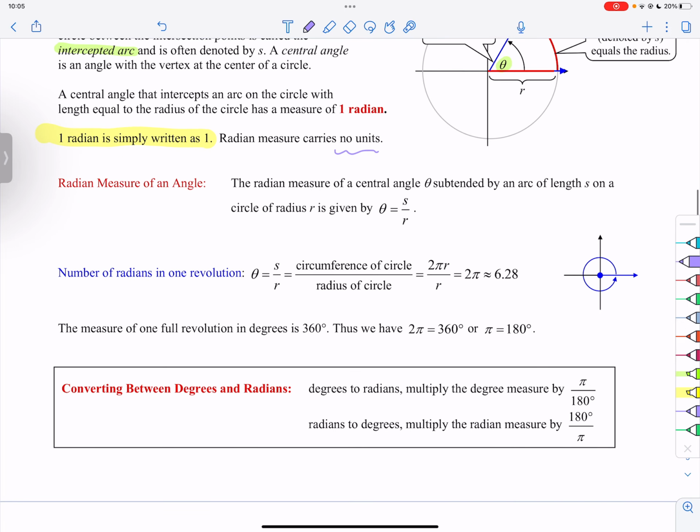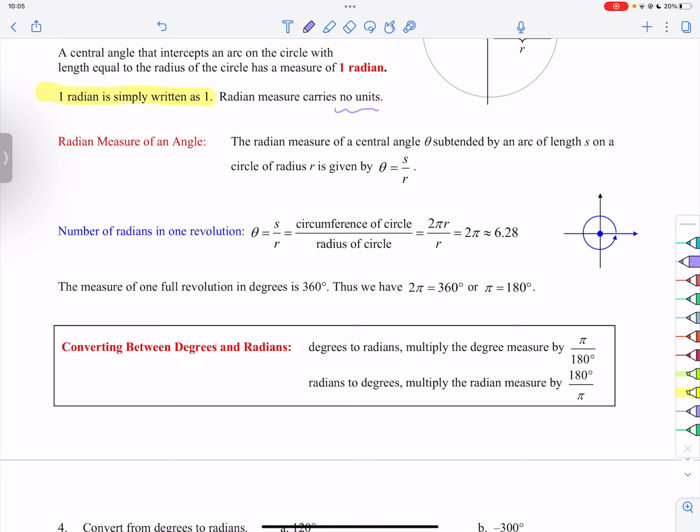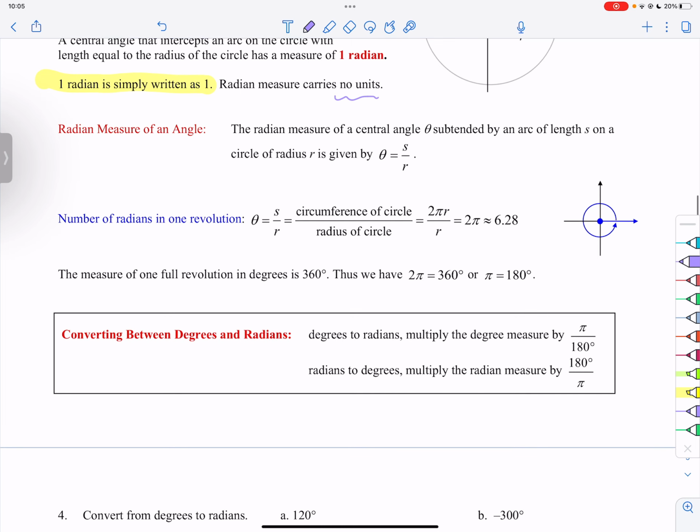Okay, so now let's talk about a radian measure of an angle. The radian measure of a central angle theta subtended by an arc of length S. So the arc length is S and the central angle is theta. We can now write that theta equals S over R. And so that is the radian measure of an angle.